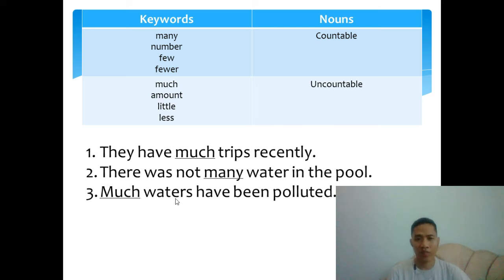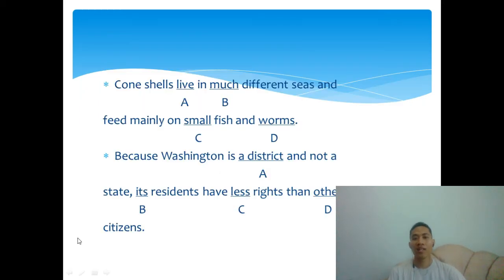We don't use much for countable nouns, right? But we use many, number, few, fewer. So the problem here is with much. We need to say many waters, number waters, few waters, or much water. Fewer waters. Okay, so you got it, right? Let's look at the real text example.